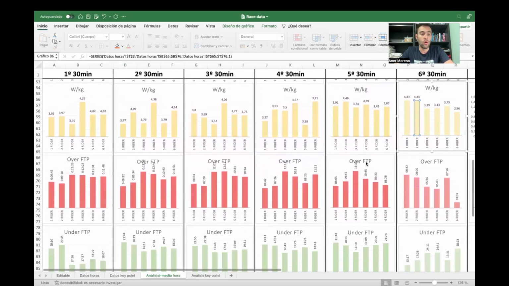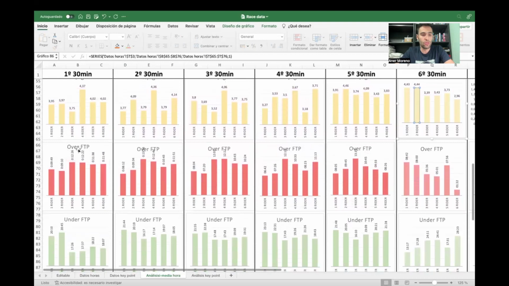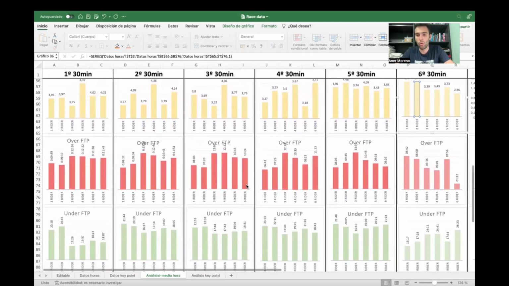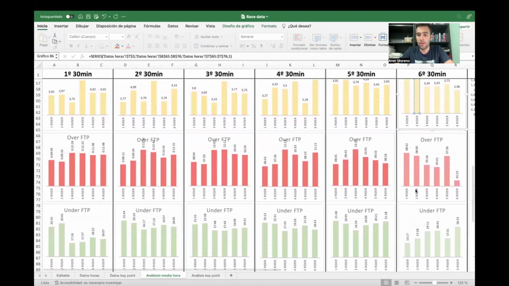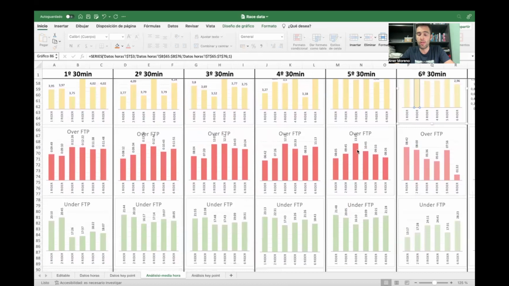Okay, if we take into account also the time spent over FTP, we can see here how those three riders spend much less time over FTP than the rest of them, and how in the last half an hour, also the half an hour before, this one had to support the leader, so he has to spend much more energy than the other ones in favor of those two riders.